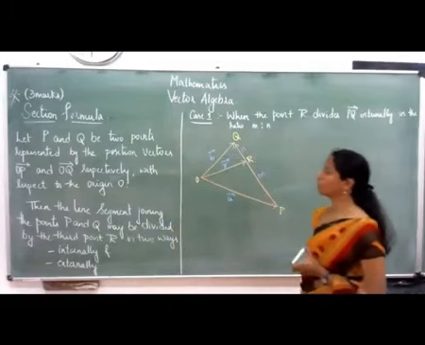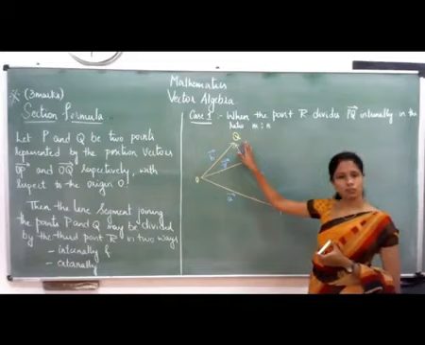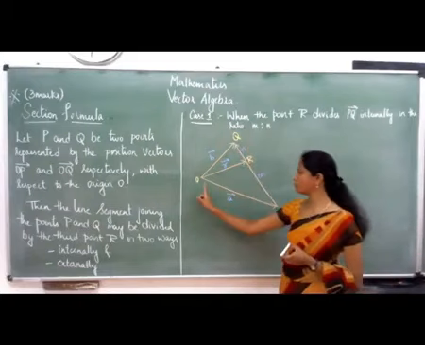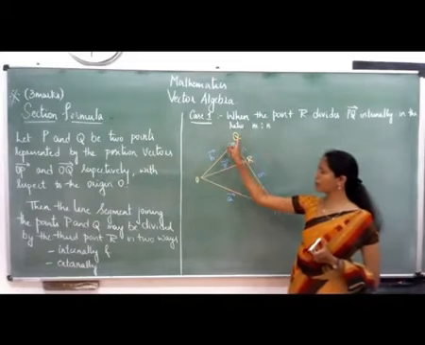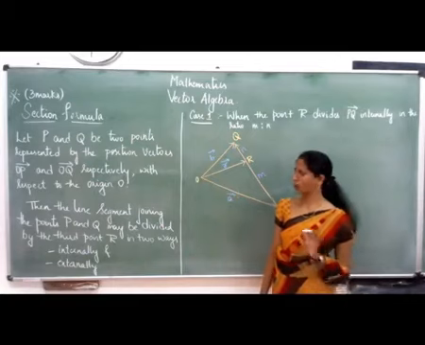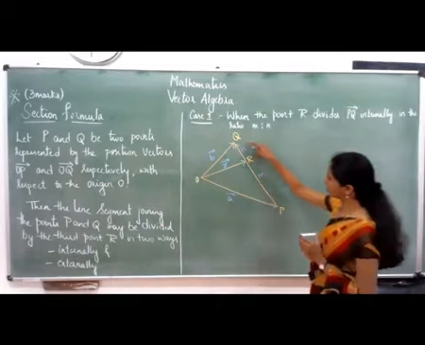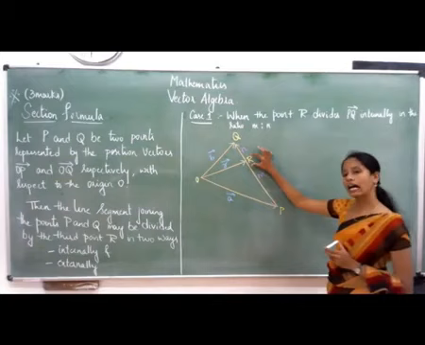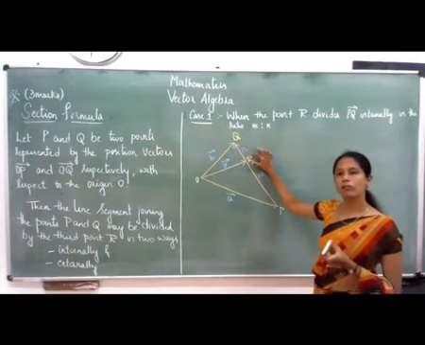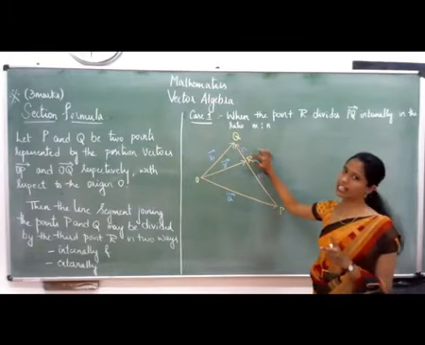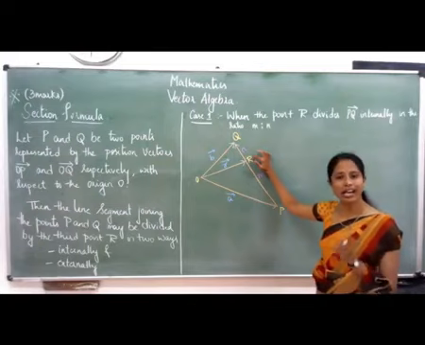So here, let P and Q be the 2 points. The position vector of the point P is OP and the position vector of the point Q is OQ. Then the line segment PQ is divided by the point R in two ways, either internally or externally.